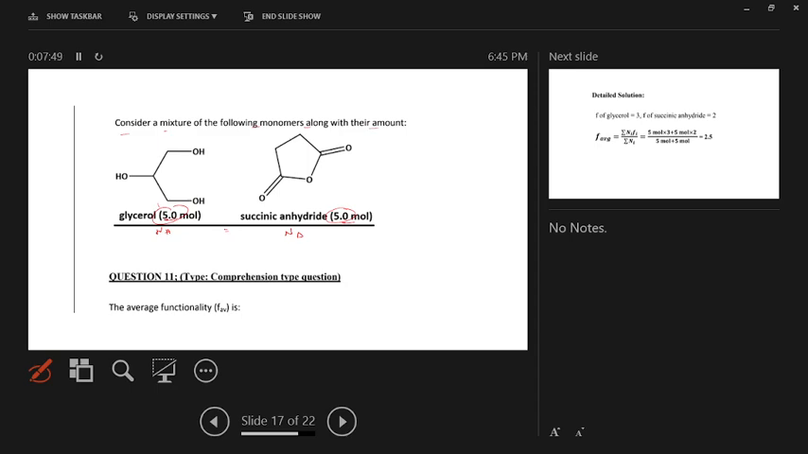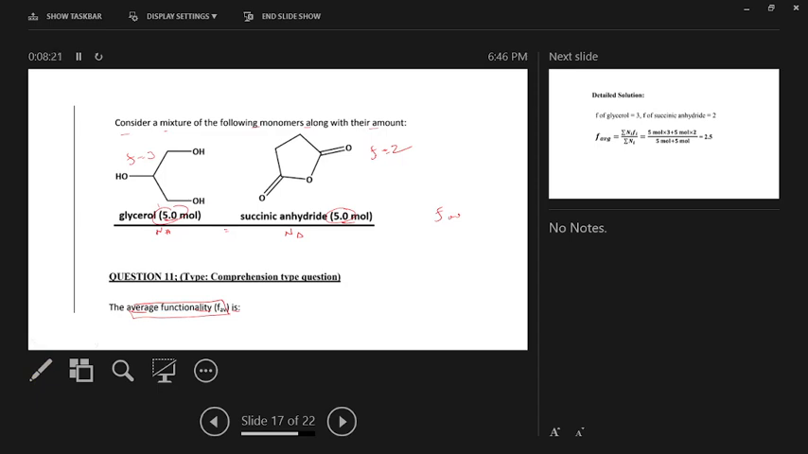Okay, so what the question is asking: the average functionality. We need to find out the average functionality. So how much functionality does glycerol have? It has 3. Similarly, succinic acid has 2. So we need to find out average functionality. F average is nothing but a weight average. We generally take weight average. So this is only weight average.